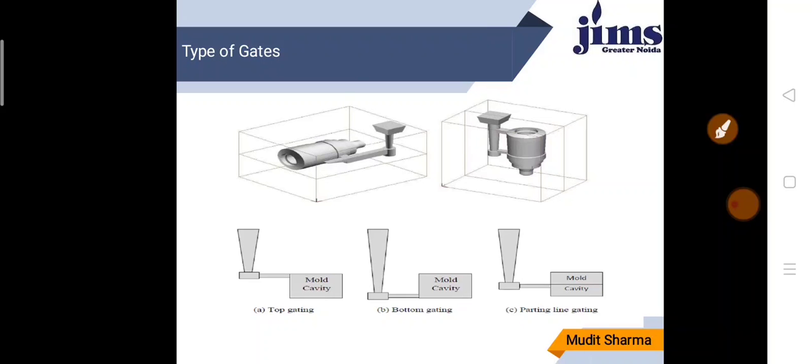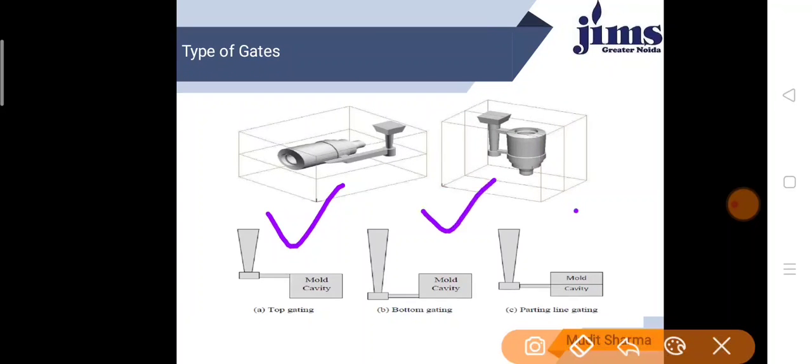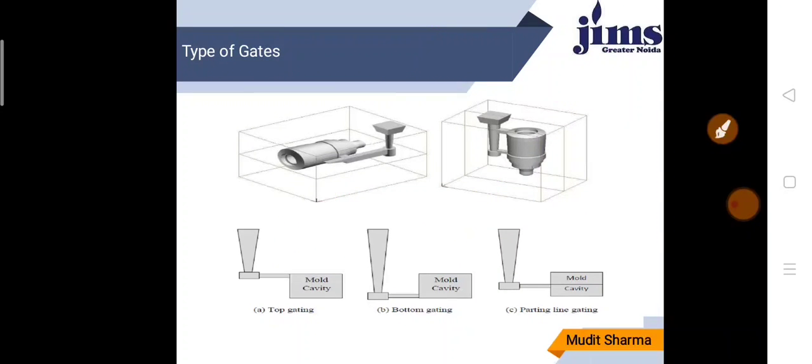So these are the systematic diagrams for the gates discussed above, like top gate, bottom gate or parting gate. This is the review.